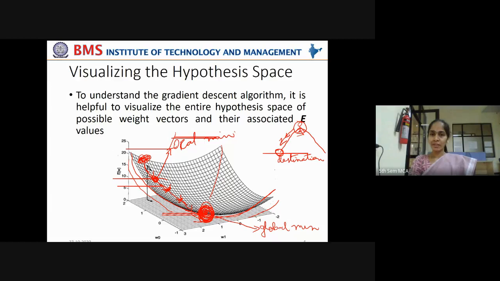Got it? To understand the gradient descent algorithm, it is helpful to visualize the entire hypothesis space of possible weight vectors and their associated E-values. E-values means error values. Okay, so the weight vectors are plotted on the x and y axes, and the error is plotted on the z axis. It is a three-dimensional space. On two dimensions we have the weights, and on the third dimension we have the error associated with those weights, right? Now this can be treated as a gradient descent problem.